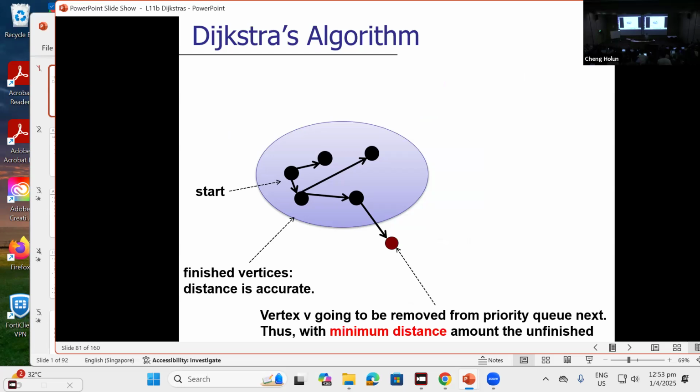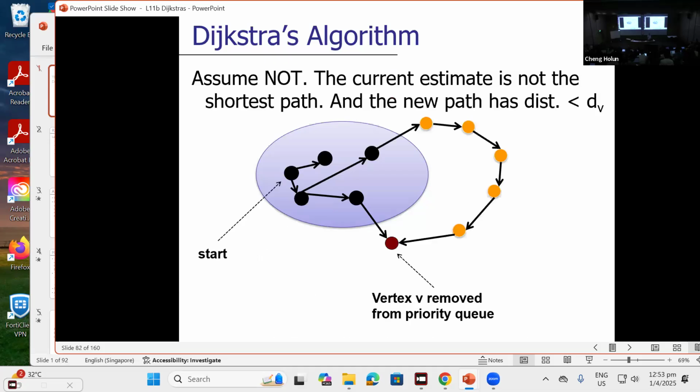What does that mean? When I dequeue this, currently this vertex has the smallest estimated distance. I let this distance be dv, okay? This is the current shortest distance. I assume this world is very rebellious. That is, some other path that goes from somewhere else has a distance shorter than dv. I try to prove a contradiction, okay? I try to say that this argument is not right.